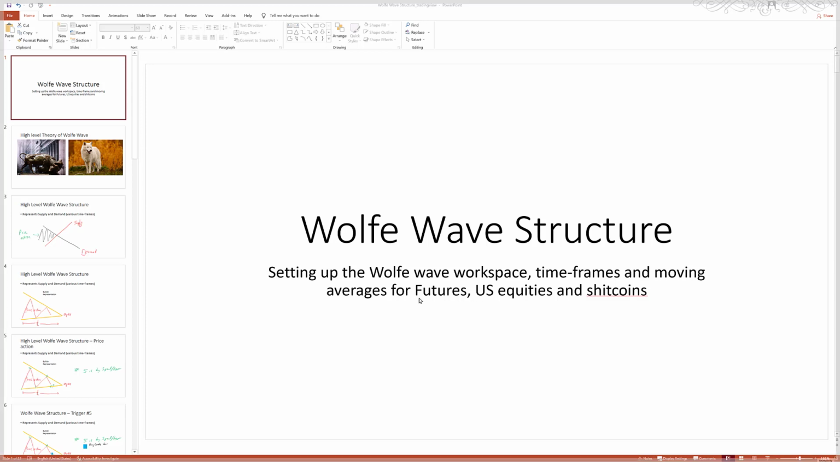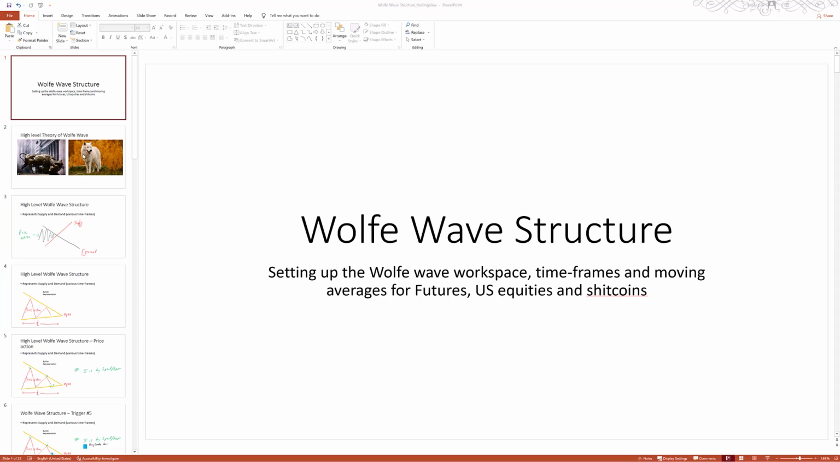This Wolfe wave structure that I'm going to be talking about today can be used for futures, U.S. equities, and the notorious shitcoins like Bitcoin, Rocket, whatever. I don't know those coins. But if you're interested in trading those, you can also use the Wolfe waves.